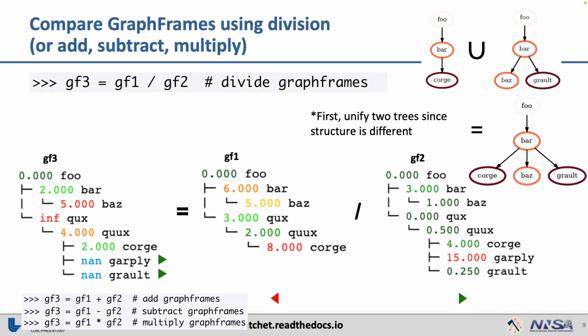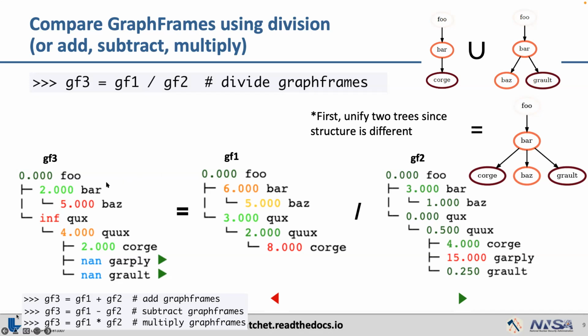And so what's going to happen under the hood as part of this comparison is first we're going to unify the two trees since the structure is different. And so if we were to unify this left graph with the right graph, we can see what the resulting graph looks like. And once we have that unified graph, then we can perform a variety of different mathematical or arithmetic operations on these graph frames.